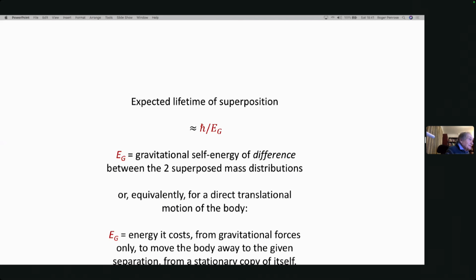But the argument is that if you have a quantity called EG, which I'm calling the energy, if you take a superposition, it's the gravitational self-energy of the difference between the two states. And if it's a spin half particle, the thing could go on forever because there's no such energy difference here. But if you take a piece of chalk in two places at once, then there is this energy difference.